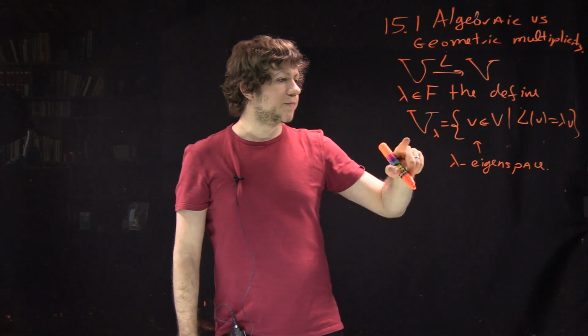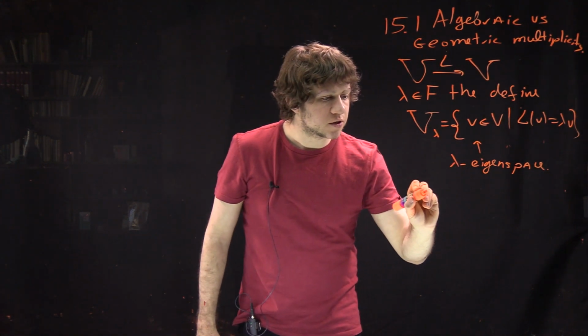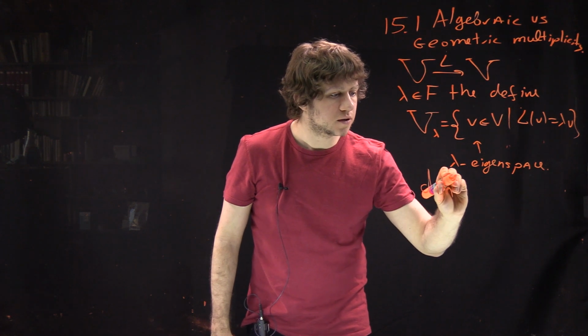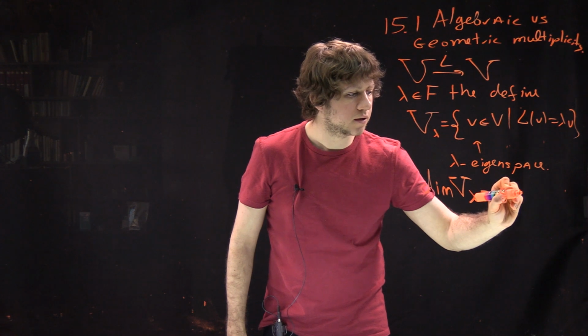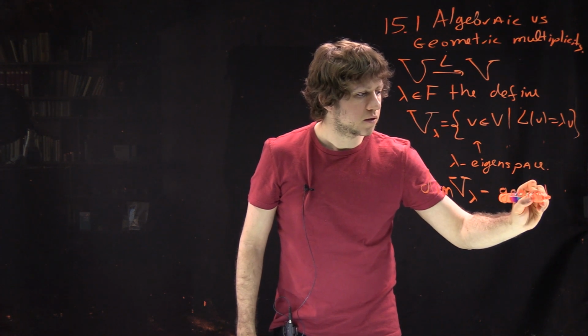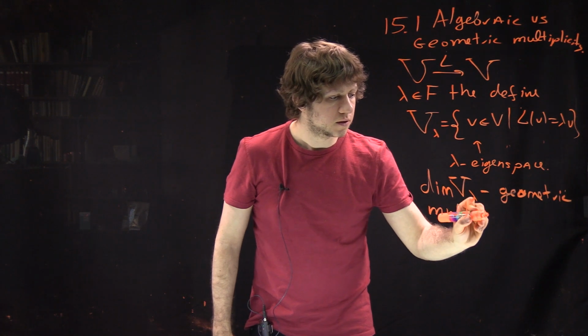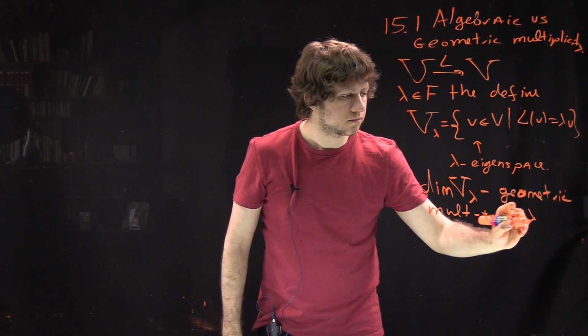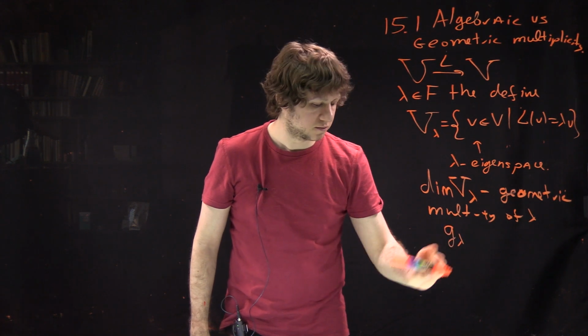So that's a lambda eigenspace, and the dimension of the space is called the geometric multiplicity of lambda, and we will denote it by something like G sub lambda.